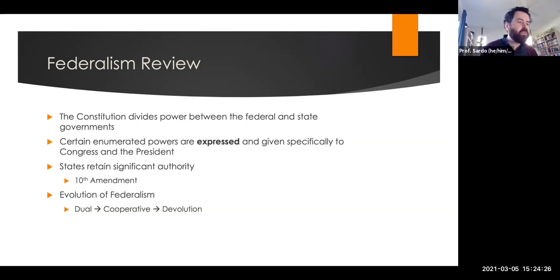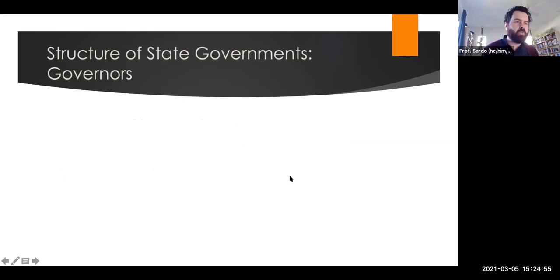Remember, federalism is this evolving relationship between the state governments, these semi-autonomous states, and the federal national government. There was an early period of dual federalism, a separation into exclusive spheres of authority. Then the idea of cooperative federalism, in which the federal government and the state governments work together on policy ends, and then devolution, a return to decreasing the role of the federal government and turning more authority over to the states.